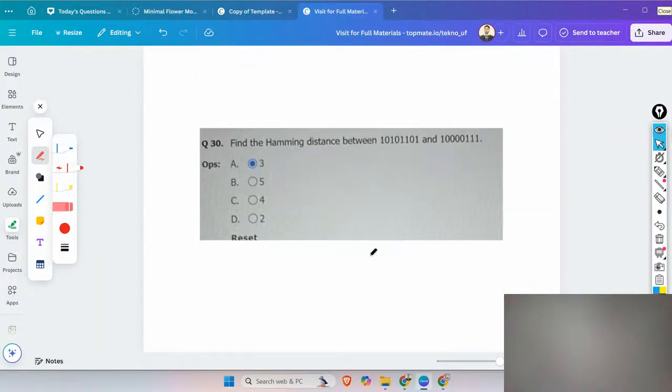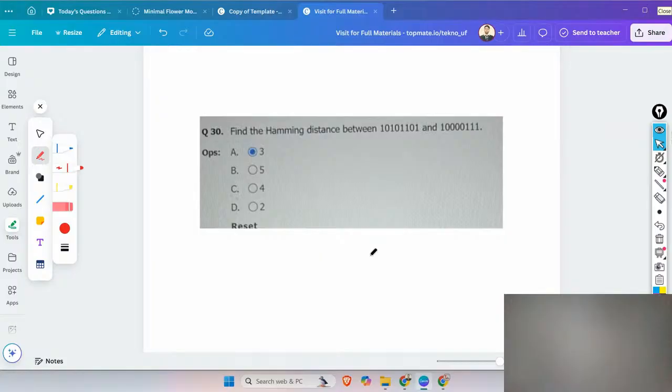The next question is this: find the Hamming distance between these two binary numbers. This is pointed on the 3, but still please start solving by yourself if you can. Just know why it is 3, why it is 5, why it is 4. So let me discuss that.